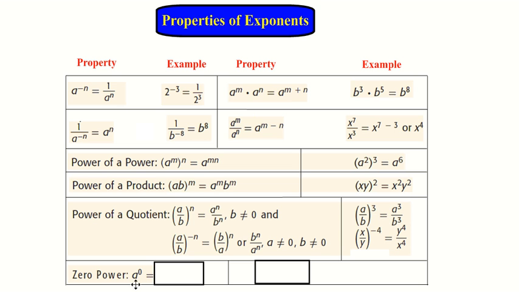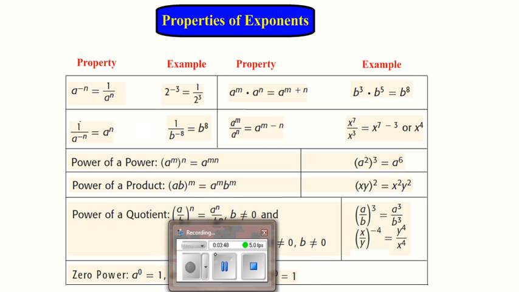And the 0 power, any number to the 0 power is equal to 1. And a cannot be 0. So any number at all to the 0 power gives you 1.